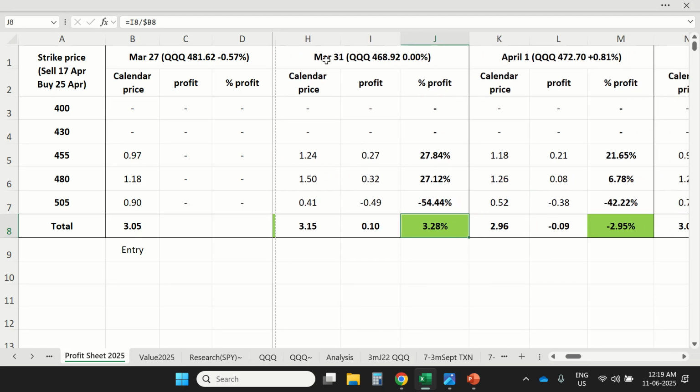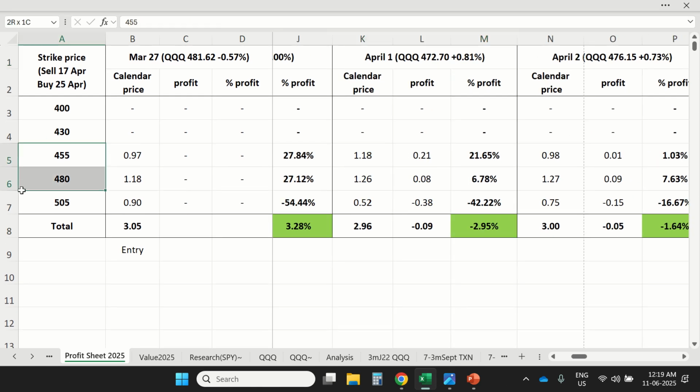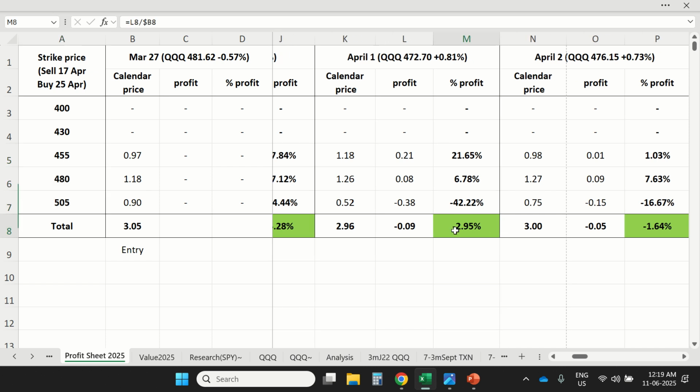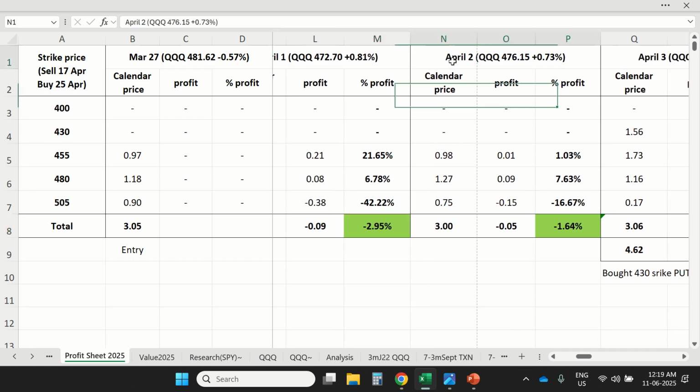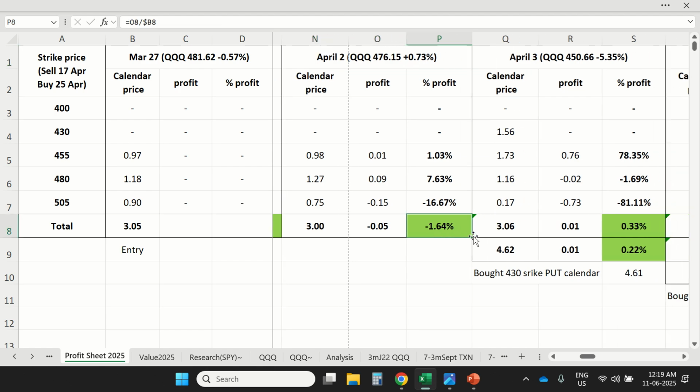Anyway, on 31st of March, QQQ closed at 468.92, and my triple calendar was giving me a profit of 3.28%. Now on 1st of April, QQQ went to 472, and we are still within our trading zone, which is 455 to 545. So I'm safe for now, and my return was minus 2.95%. Now on 2nd of April, QQQ went to 476, and my triple calendar return was minus 1.64%.